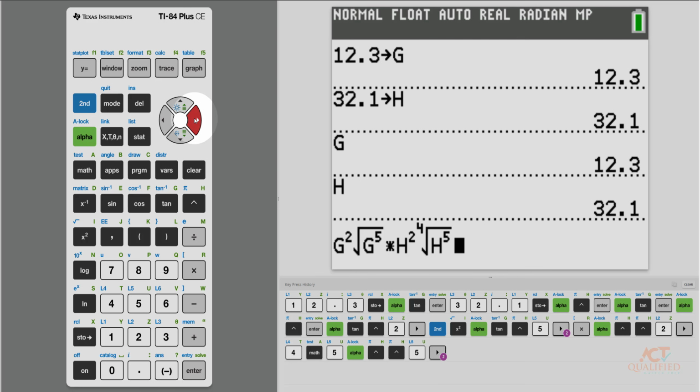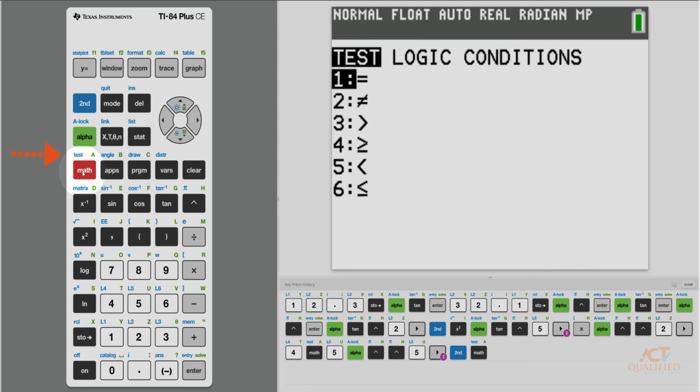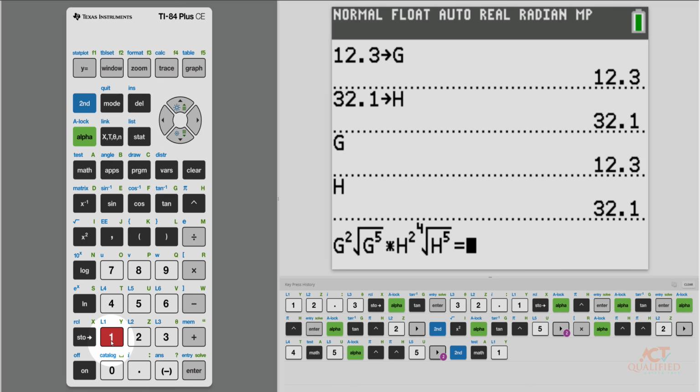Now let's use our answers to see which one is equal to our expression. Let's first try K. Here's where we use the test feature. Press second, Math. Notice the menu items: Test, Logic, and Condition. Under Test, let's select Equal to set our expression equal to answer K. Now enter g to the 7th times h to the 7th.